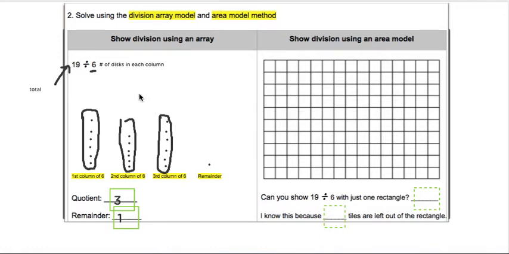Same as our array, the smaller number tells me the number in each column. The bigger number tells me the total. So let's go ahead and look at our area model. We should have 6 in each column. Let's go ahead and count. 1, 2, 3, 4, 5, 6. Well, there's 1 column of 6. My total is 19. Can I make another column?